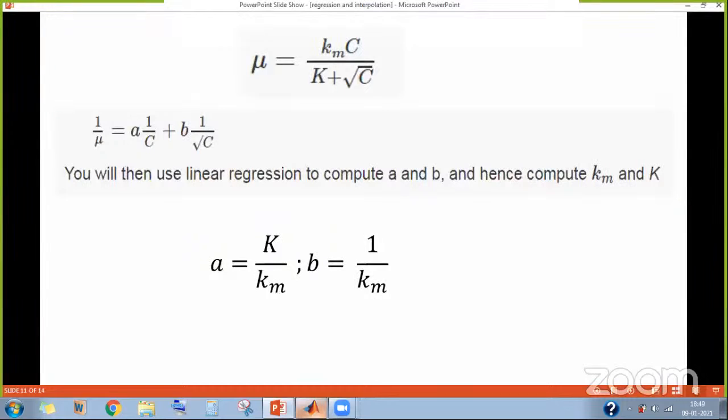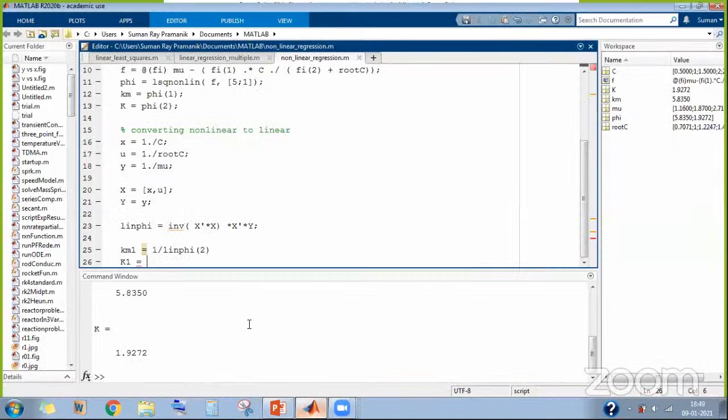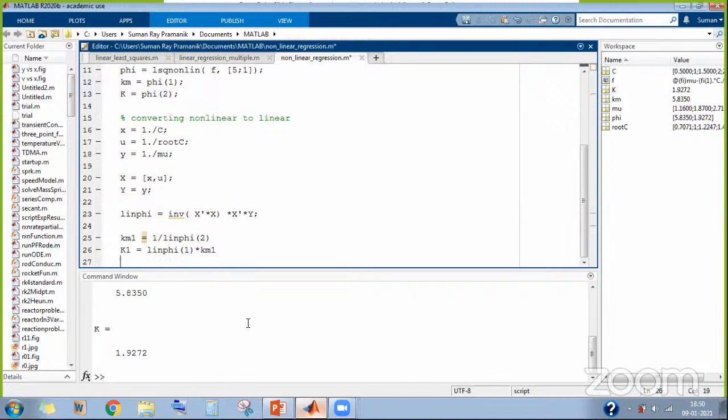So let's look at this. For getting capital K, we need the value of A, which we already have from ln phi. The first element of ln phi is my A. And before this, we have already found the value of Km. So for getting K, we will have to multiply A into Km. My A is the first element of ln phi multiplied by km1. You have to be very careful with these variable names, because we generally tend to make mistakes, but once we see it, we can correct it.